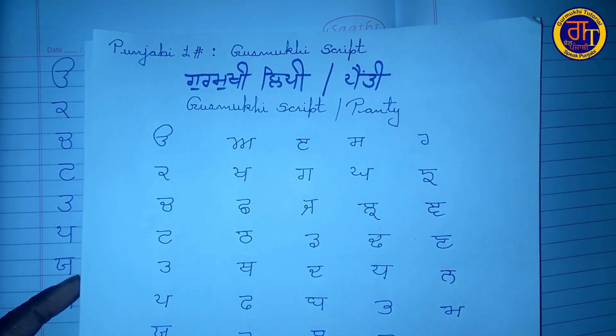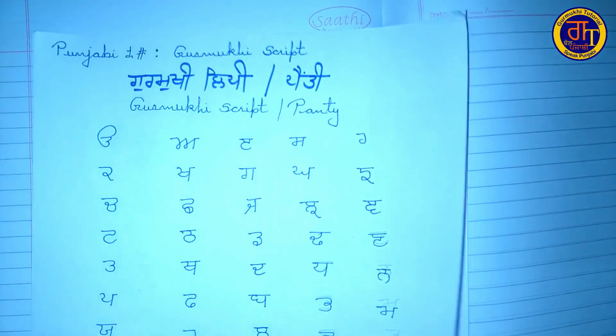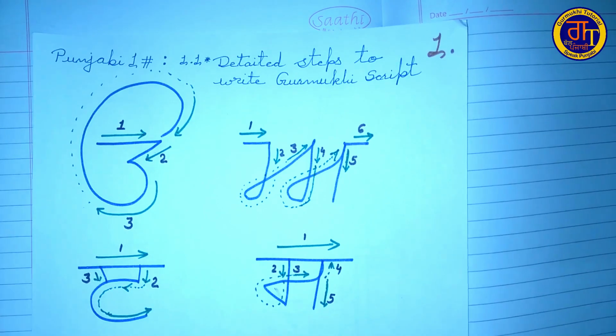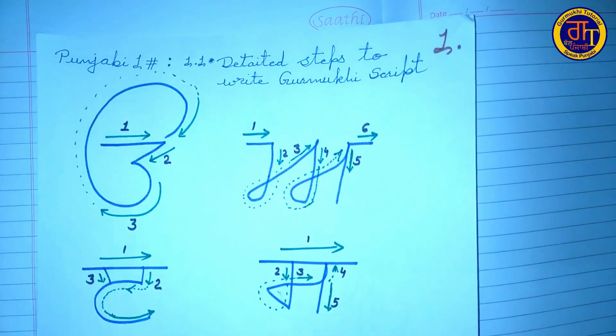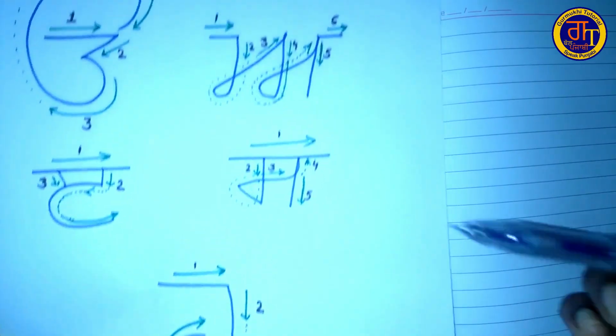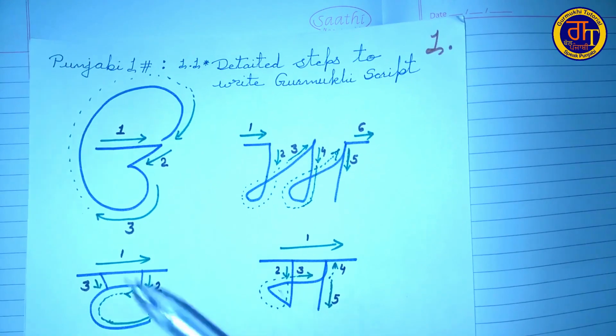Now, I prepared these files which you can download from the link in the description box, gurmukhi-tutorial.blogspot.com. On the first page, I have written Gurmukhi script, and on the next 8 pages, I have given the detailed steps to write Gurmukhi script, 5 letters on each page. I mentioned the page number above. You can follow these arrows to write.